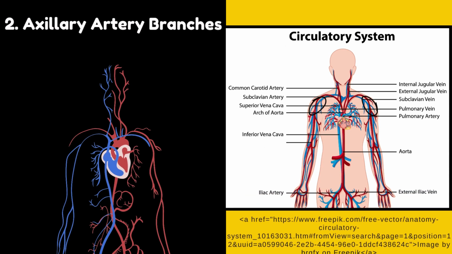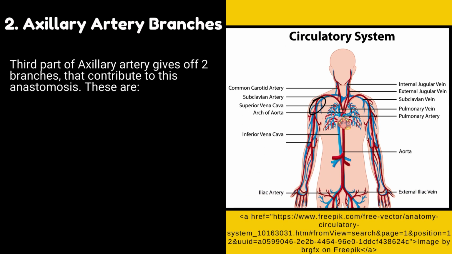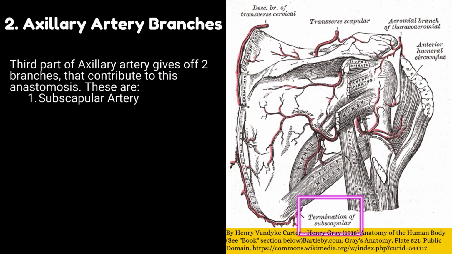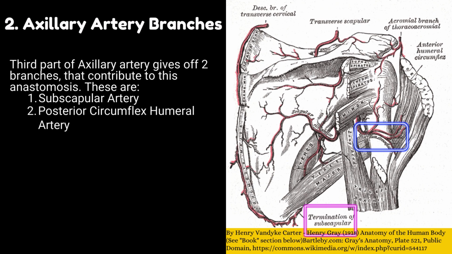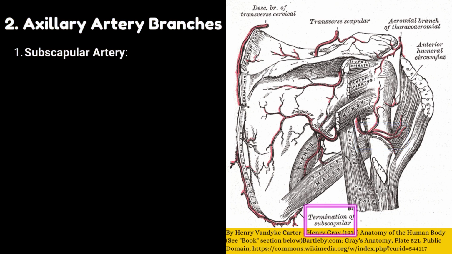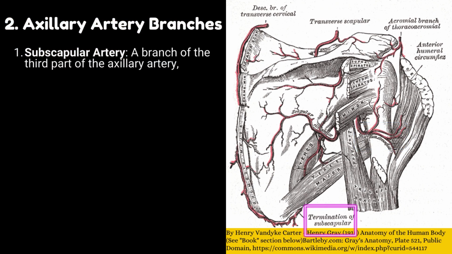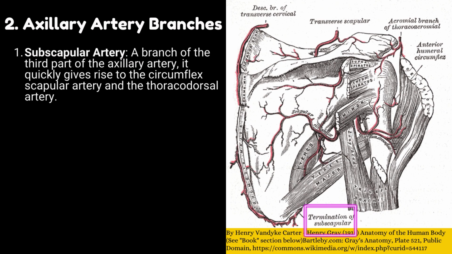Number 2. Axillary artery branches. Third part of axillary artery gives off two branches that contribute to this anastomosis. These are subscapular artery and posterior circumflex humeral artery. Subscapular artery. It is a branch of the third part of the axillary artery. It quickly gives rise to the circumflex scapular artery and the thoracodorsal artery.